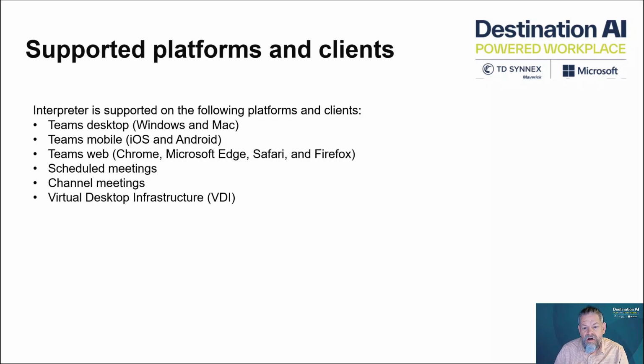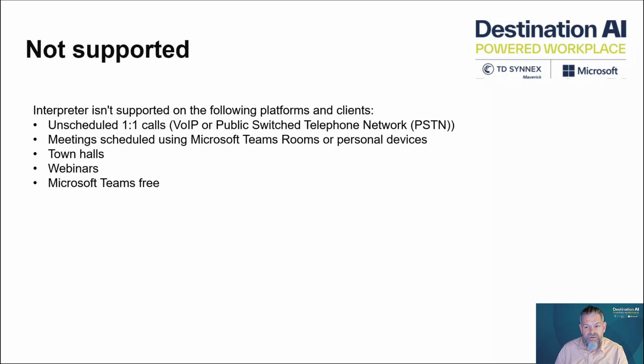But there are things that aren't supported. There are areas outside of this that we haven't yet captured, we haven't yet navigated to. And these areas are really around unscheduled one-to-one calls. There could be VoIP calls. It could be PSTN switching. So with PSTN calls, we cannot yet do that real-time transcription and add that interpreter agent to those calls. Likewise, we need to have those meetings scheduled using Microsoft Teams Rooms or personal devices. Can't utilize it over town halls yet or webinars, or even the free version of Microsoft Teams.